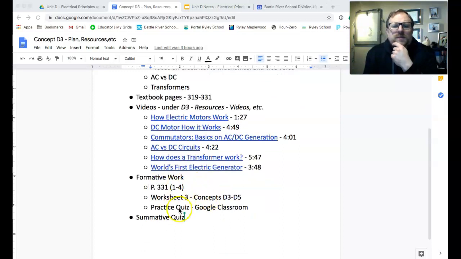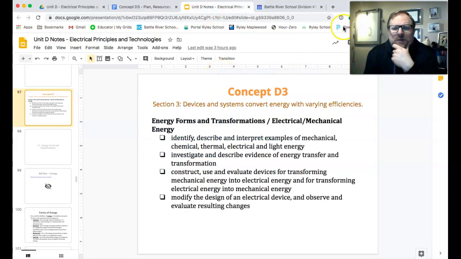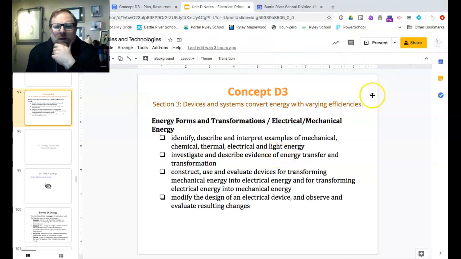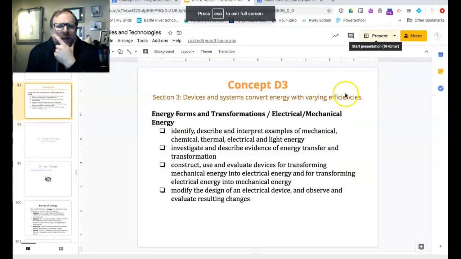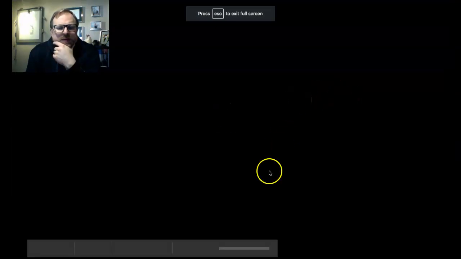Then we're going to move into some formative work, just some questions out of your textbook. There's a worksheet, and then a practice quiz, and of course a summative quiz as always. So without any further ado, I am going to shift this image over to here, and we're going to hit present and get started on this concept with you.